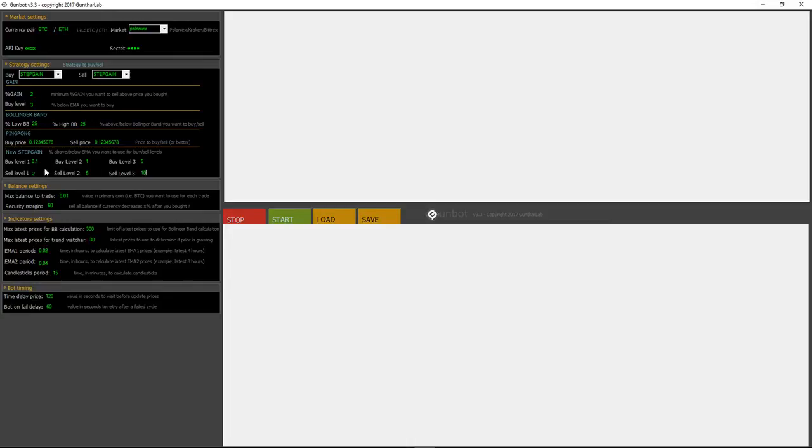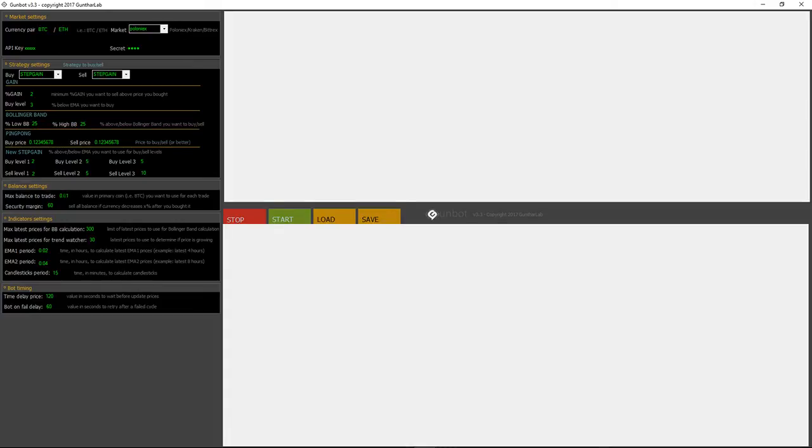You can make some decent profits like that, but I would suggest sticking with the defaults until you get your head around what's going on with Gunbot, how it works, and how it reacts with the market that you're actually looking at. But basically that's the little explanation for those.